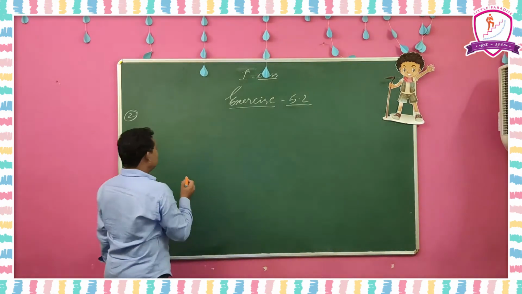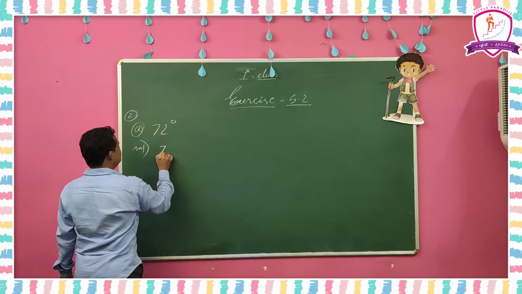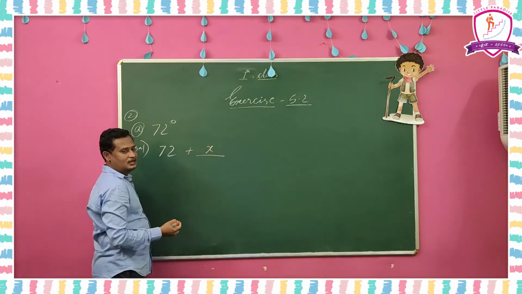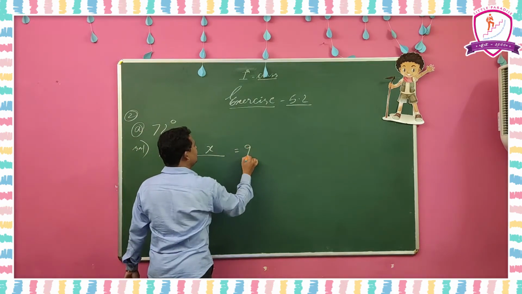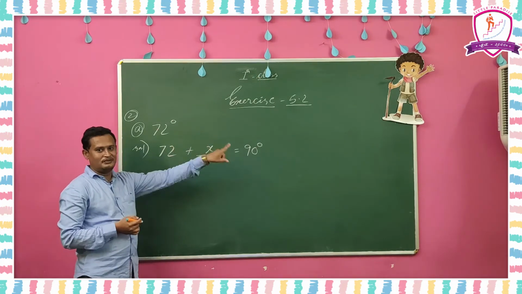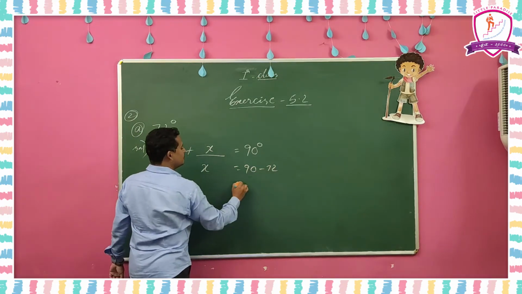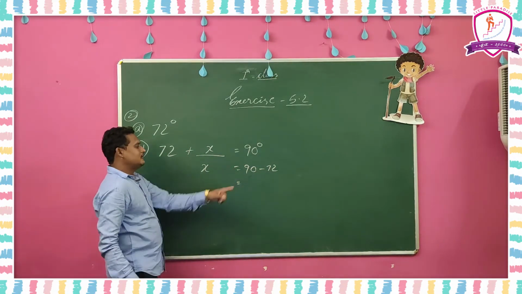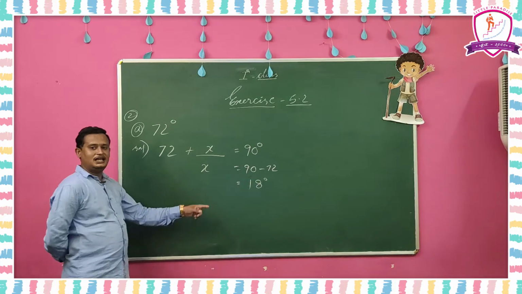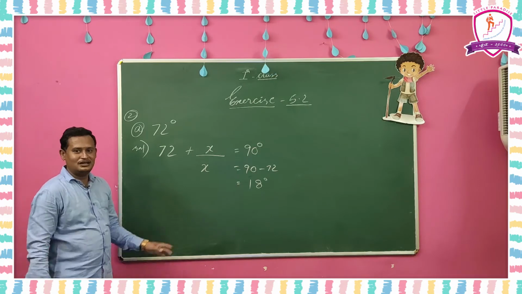So, first one: 72 is given here. 72 plus what? Put x there. What should be added to 72 so that we will get 90? So, x is equal to 90 minus 72. When we subtract, 10 minus 2 is 8, 8 minus 1 is 7, so we get 18 degrees. So, you have to write that 18 is the complement for 72 degrees.